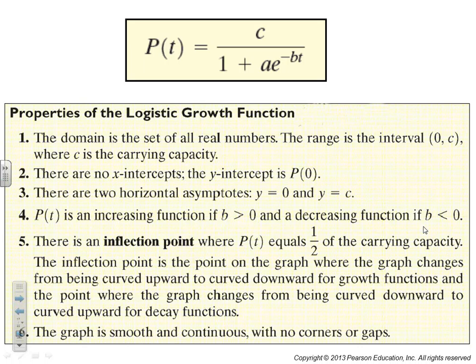There is an inflection point where P of t equals 1/2 of the carrying capacity, that's 1/2 c. The inflection point is the point on the graph where the graph changes from being curved upward to curved downward for growth functions, and the point where the graph changes from being curved downward to curved upward for decay functions. The graph is smooth and continuous with no corners or gaps.